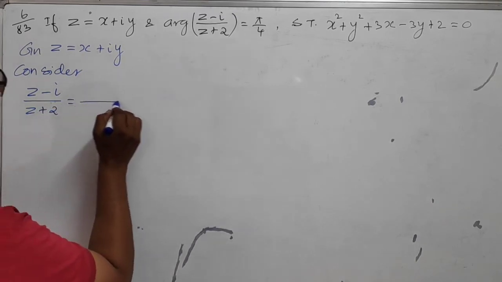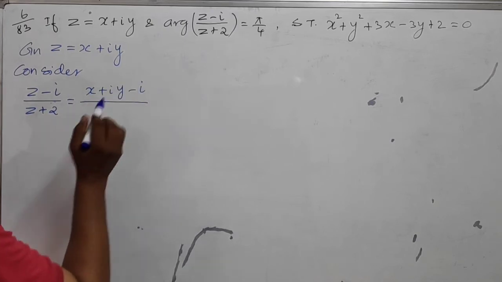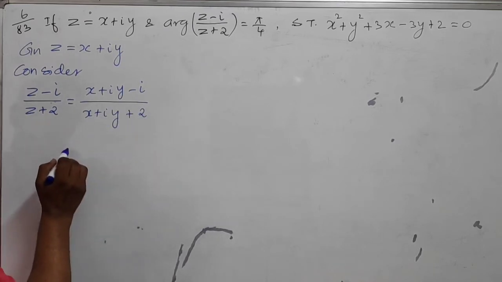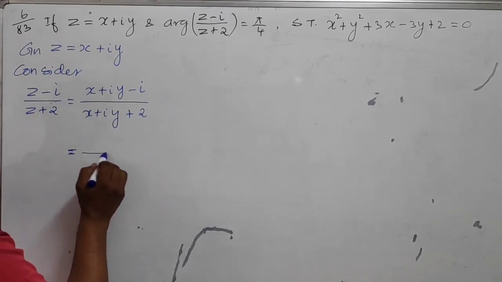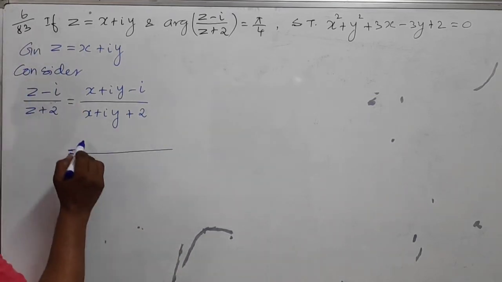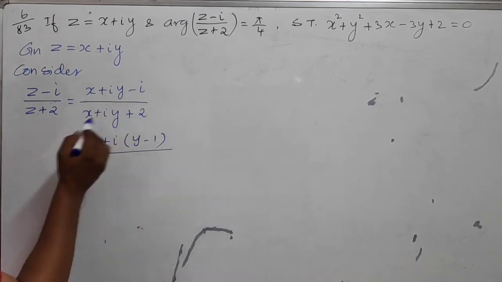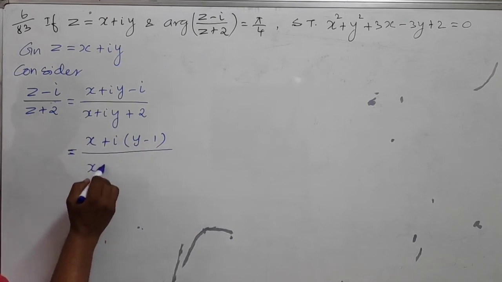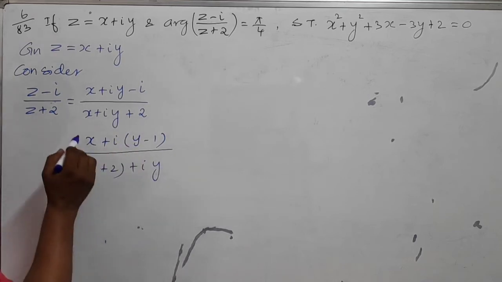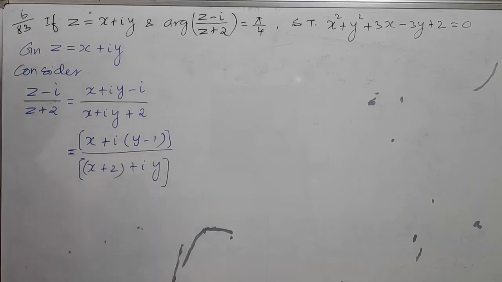Now here z is nothing but x plus iy. You can write (x plus iy minus i) by (x plus iy plus 2). Now rearrange the real part and the imaginary part in both numerator and denominator. The numerator is x plus i times (y minus 1). In the denominator, these two are real parts, so you can write (x plus 2) plus iy. Now the numerator is in rectangular form and the denominator is also in rectangular form.